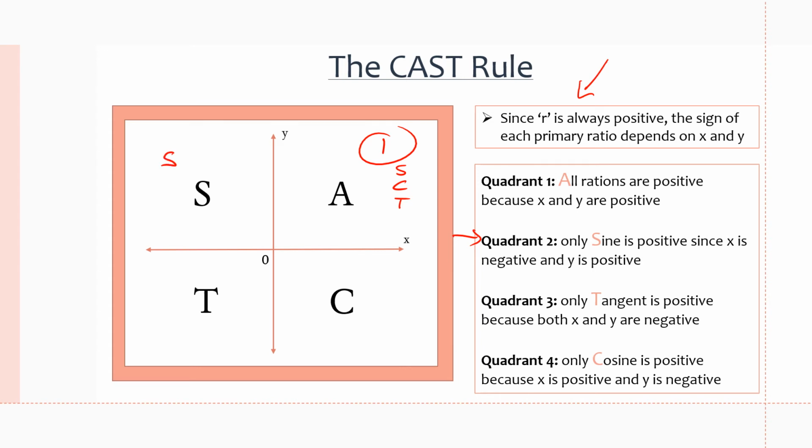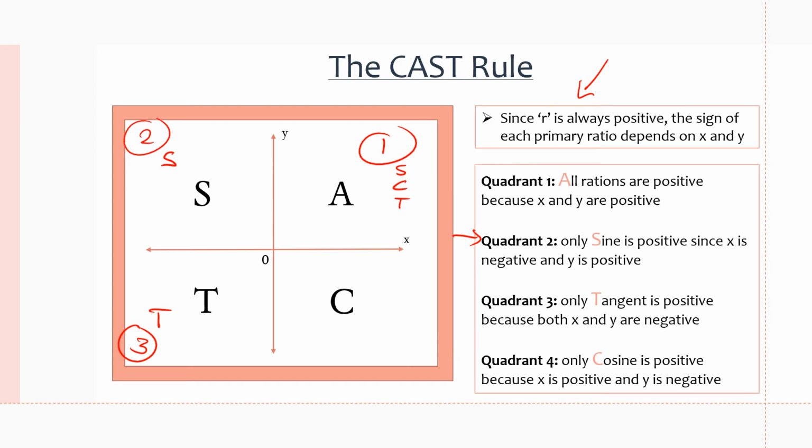Next, I'll explain the reciprocal ratios at the end, but let's just carry on. Then in quadrant 3, the T stands for tangent, which means only tangent is positive in quadrant 3. That makes sense because X and Y will both be negative in this quadrant, so they will cancel out the negatives when we do the tan ratio, right? So in this quadrant, only tangent will be positive and all other ratios are going to be negative.